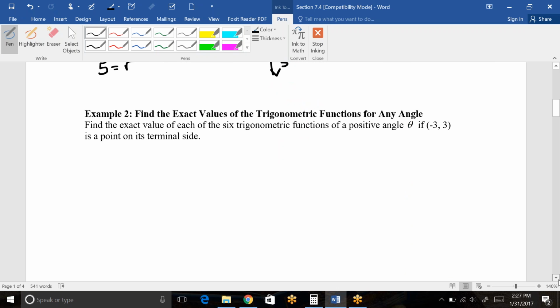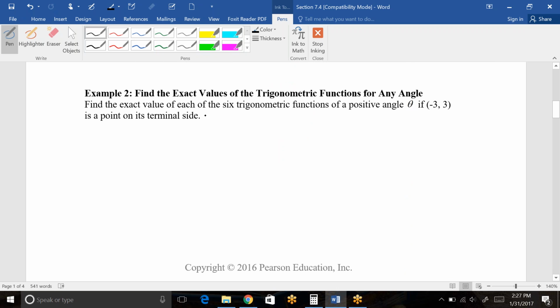All right, so let's look at example 2. Find the exact value of each of the 6 trig functions of a positive angle if (-3, 3) is a point on its terminal side.